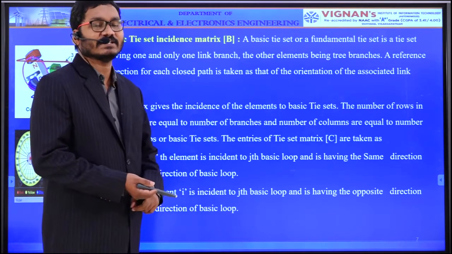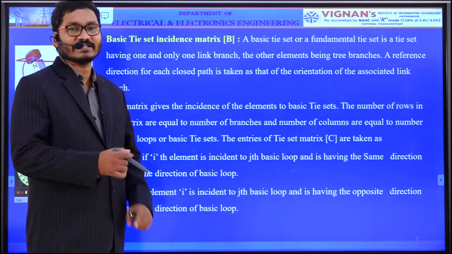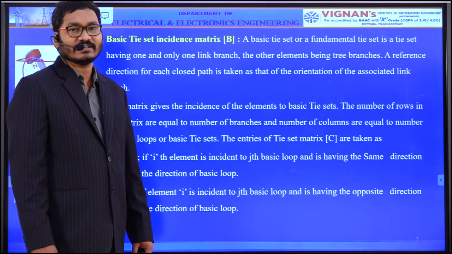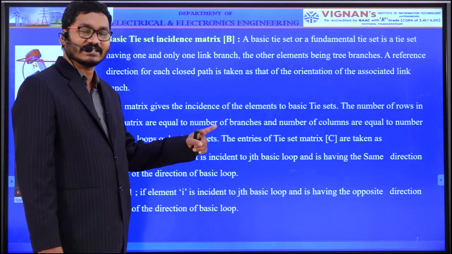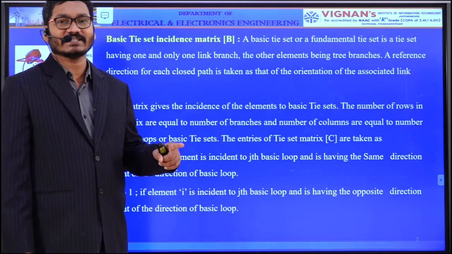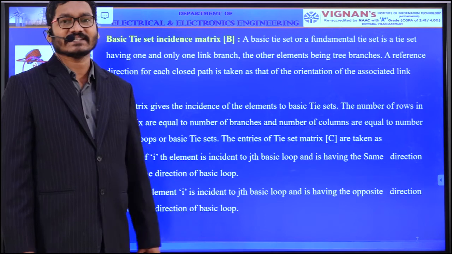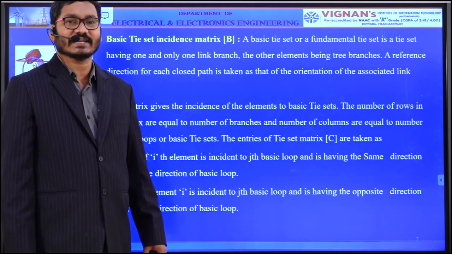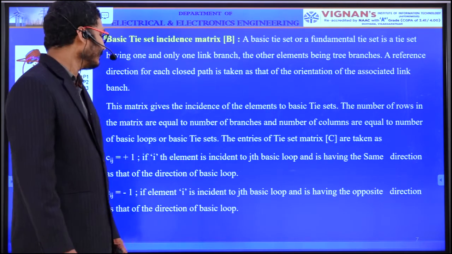It is +1 if the branch direction is the same as the tie set direction. If the branch direction is opposite to the basic tie set direction, then you will get the negative, that is -1.